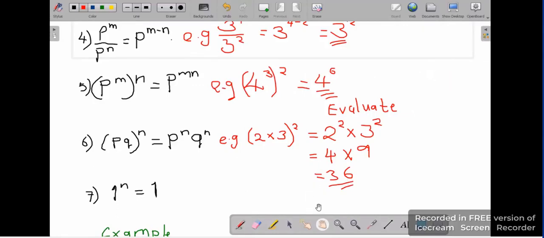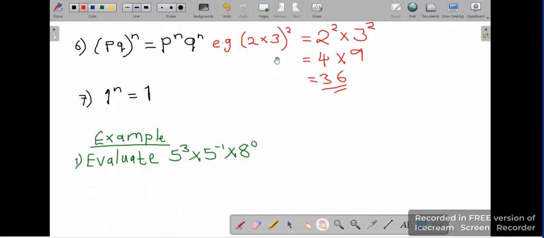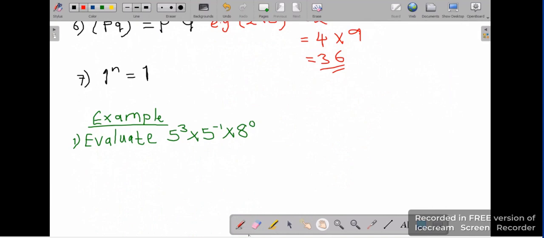Move on. We go to the last row. The last row says that 1 to the power n, 1 to the power any number, is itself 1. So 1 to the power any number is 1.